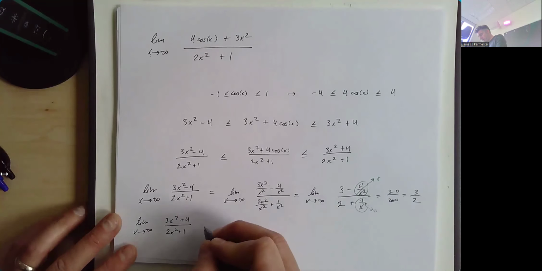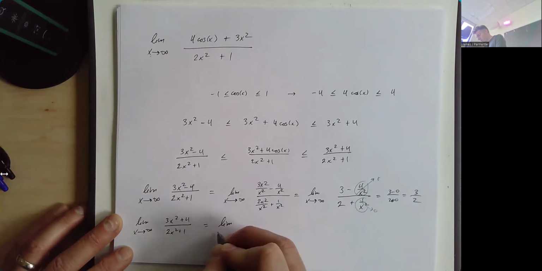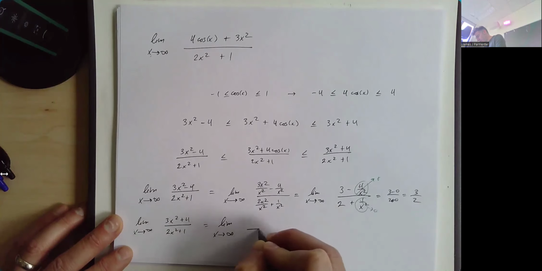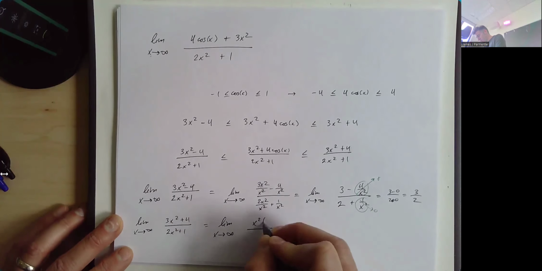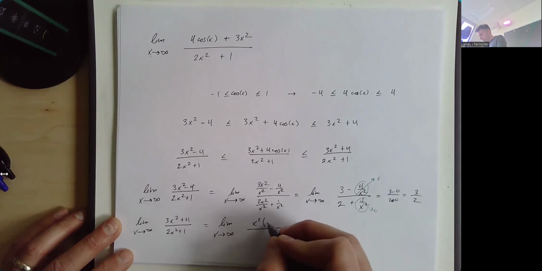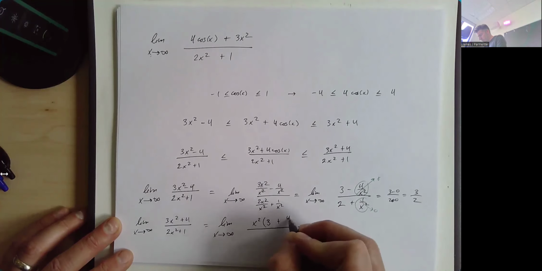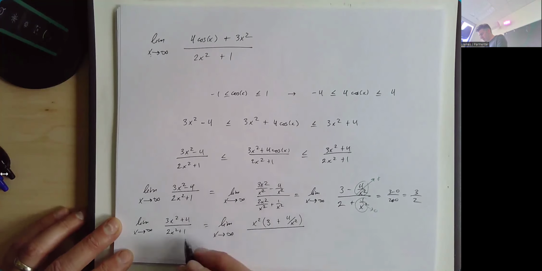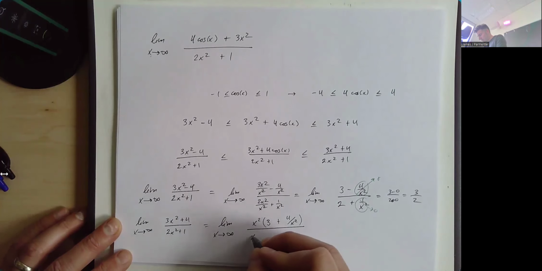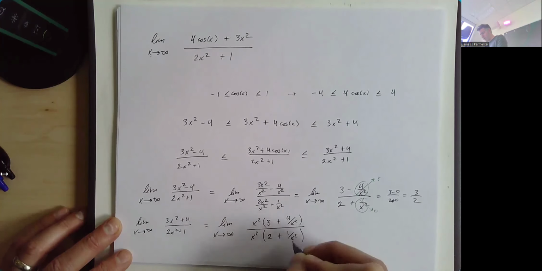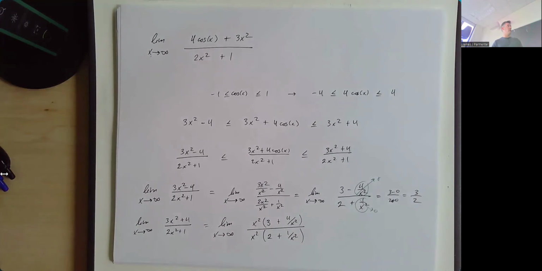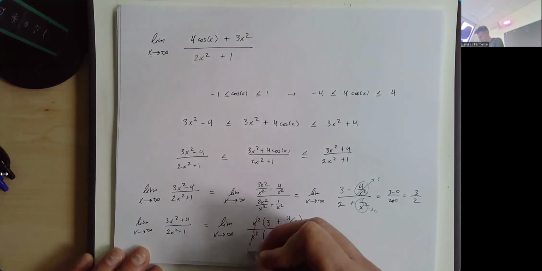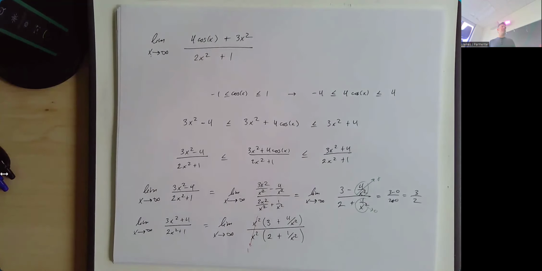Doing it that way, if I factor out an x squared from the numerator and the denominator, well, in the numerator, I'm going to have x squared times the quantity 3 plus 4 over x squared. In the denominator, I'm going to have x squared times the quantity 2 plus 1 over x squared. And then those x squareds get to divide out to 1. X squared divided by x squared is just 1. So you really are left with the same thing, it's just a slightly different way of getting there.